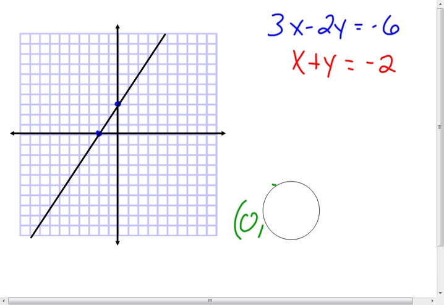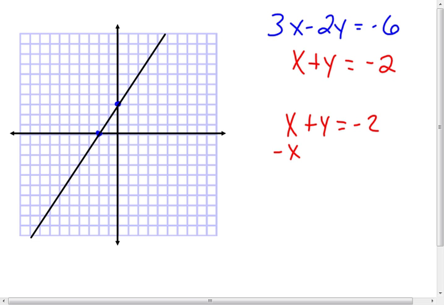In doing the red line, since we have a coefficient of 1 on the y, that makes it very easy for us to put it in y equals mx plus b. So let's take this line, x plus y equals negative 2, and let's use the slope-intercept form. So let's solve for y. So that means we have to subtract x from both sides of the equation. So y is equal to minus x minus 2.